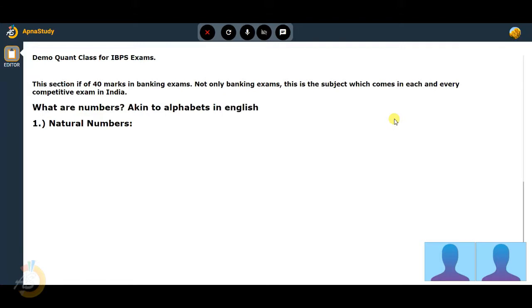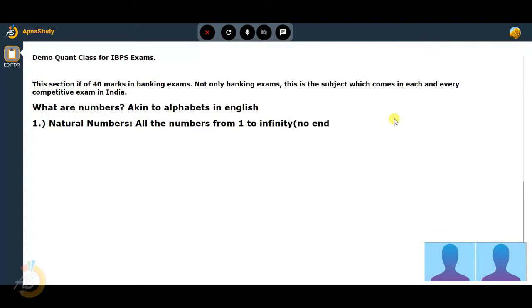First type of number is natural numbers. Natural, as we know, is derived from the word nature. So natural numbers is related to nature in a certain way. For example, a normal human being would count from 1, not from 0. So natural numbers cover all the numbers from 1 to infinity. Infinity is nothing but no end.